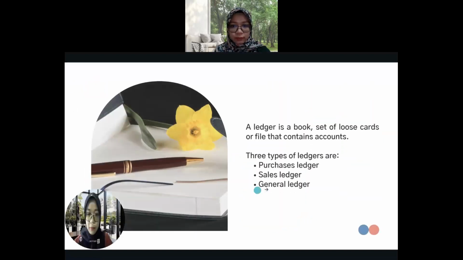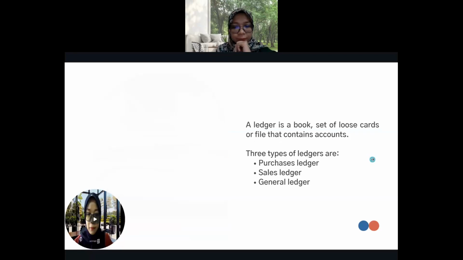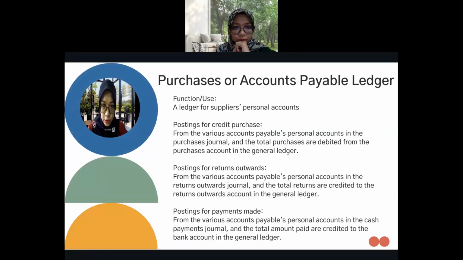Okay, ledgers. A ledger could be a book, a set of records, or even a file that contains 3 types of ledgers: the purchase ledger, sales ledger, and general ledger. If journals were 7, our ledgers are only 3. Easy to remember. The first ledger is the purchase or account payable ledger. It is used to record all the suppliers' accounts.